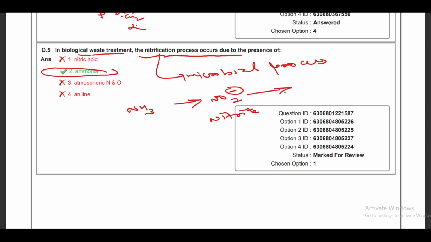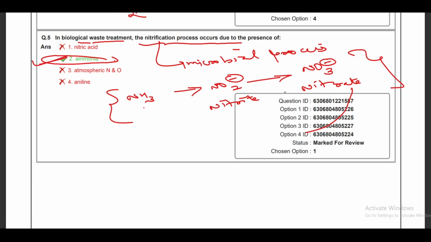And then nitrite is converted into nitrate, NO3 negative. This process is carried out by nitrifying bacteria. So this is the nitrification process, in which ammonia is converted into nitrate, and this happens only due to the presence of ammonia. So the second option is the correct answer.